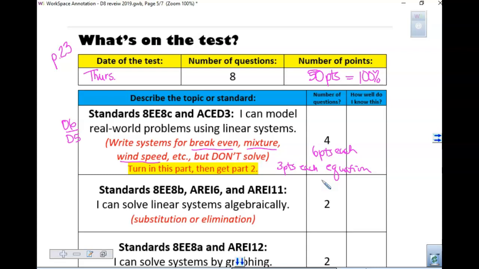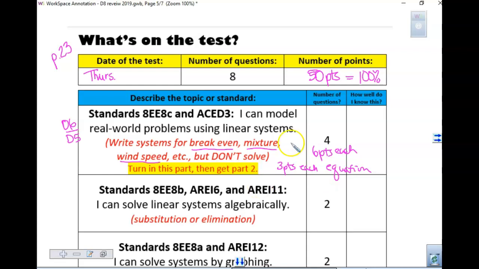I would definitely make sure you go back and look over all of those main ones, the break-even, mixture, and wind speed, but then I'd also look at the D5 where we did the simpler ones, right, where they're sometimes in standard form. And I would say if you've done D6 and you wrote all those equations, you're probably going to be okay because you've probably seen one. Plus tonight's homework that you're working on, you're going to see more of those.